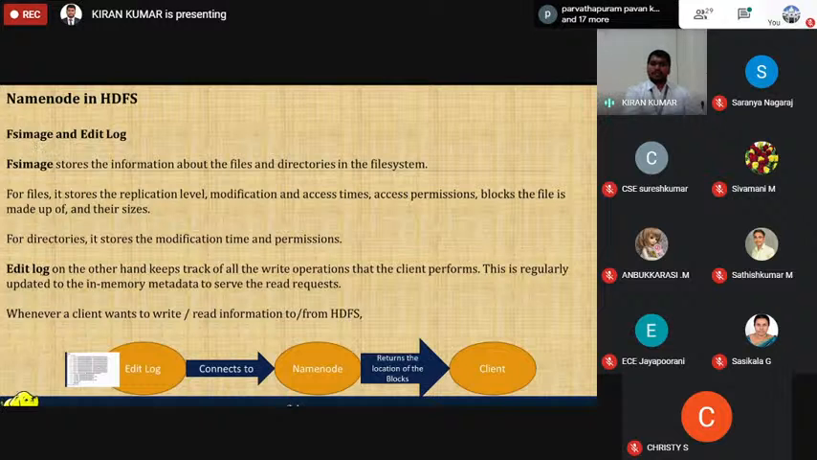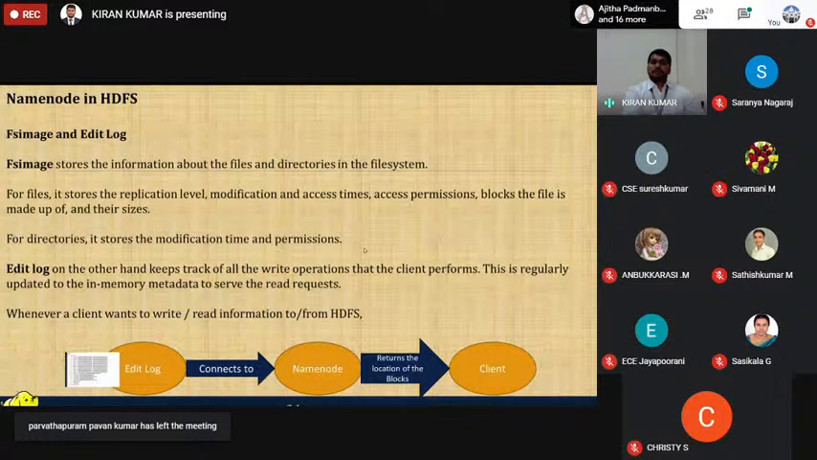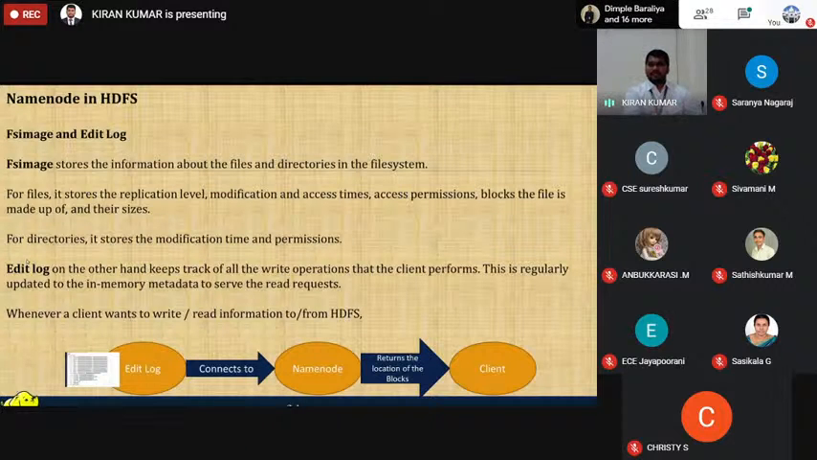And if you see the edit log, on the other hand, the edit log keeps track of all the write operations that the client performs. Whatever write operation I perform in the Hadoop framework, all this information will be backed up, or collected, by this edit log. If I do any modification, or any deletion, or perform any new write operation, everything will be recorded in the file called the edit log. This is regularly updated to an in-memory metadata to serve the read request.